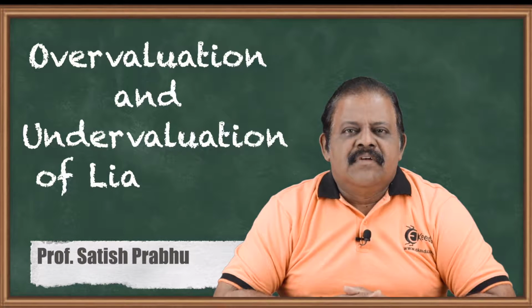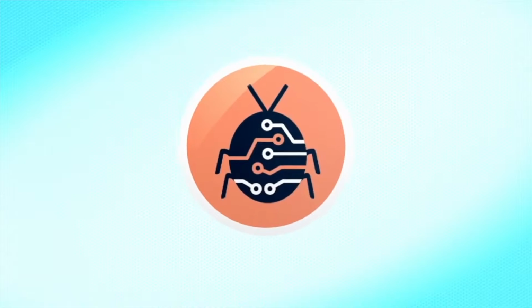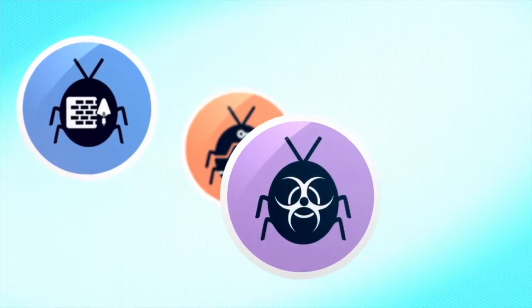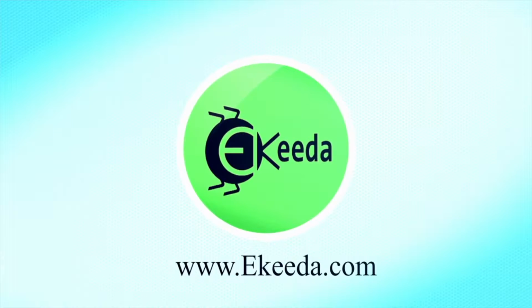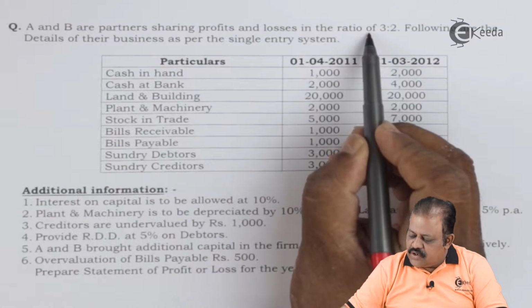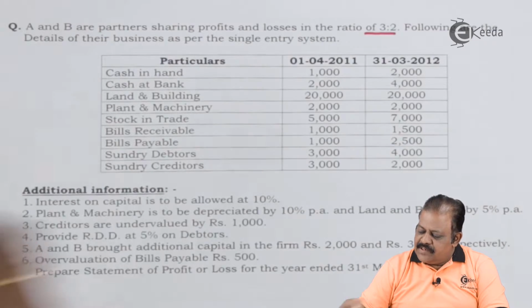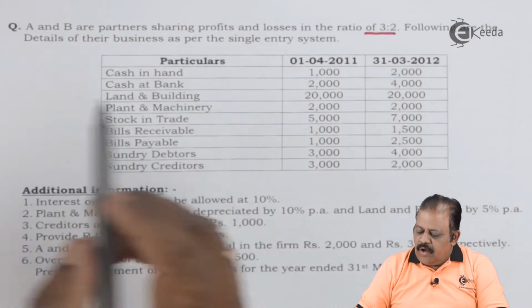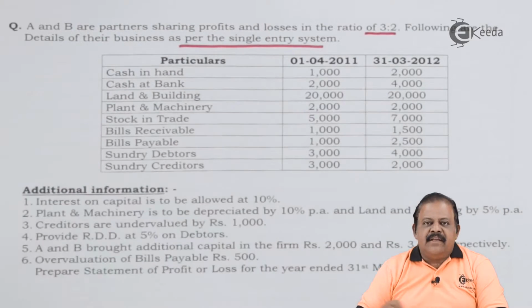Hello friends, let us do now one question where we'll be doing adjustment of overvaluation and undervaluation of liabilities. A and B are partners sharing profits and losses in the ratio of 3:2. Profit sharing ratio is 3/5 and 2/5. Following are the details of their business as per single entry system.